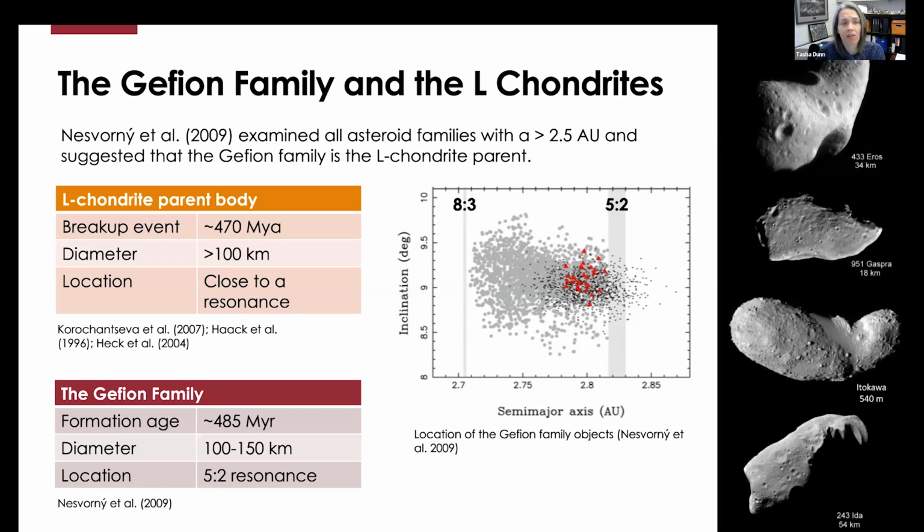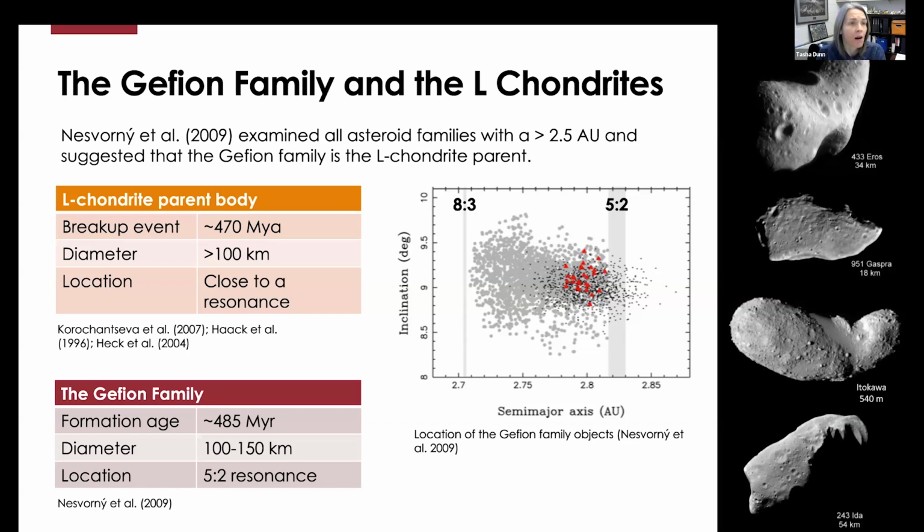Nesvorný examined basically all existing asteroid families greater than 2.5 AU, and they suggested that only the 5-2 resonance was capable of transporting meteorites to Earth on timescales comparable to those CRE ages. There are only two S-type families near the 5-2 resonance: the Gefion family and the Coronis family. The Coronis family, however, we believe is too old to be the source of the L chondrites, and so Nesvorný focused in on the Gefion family.